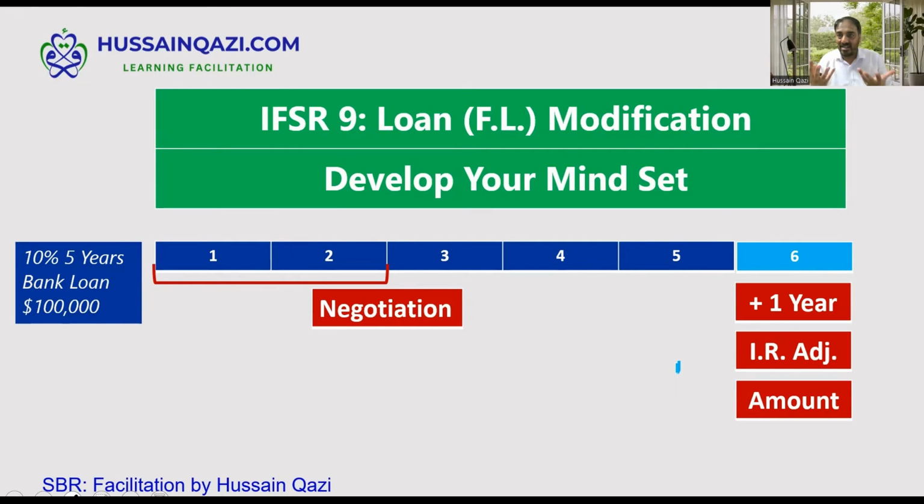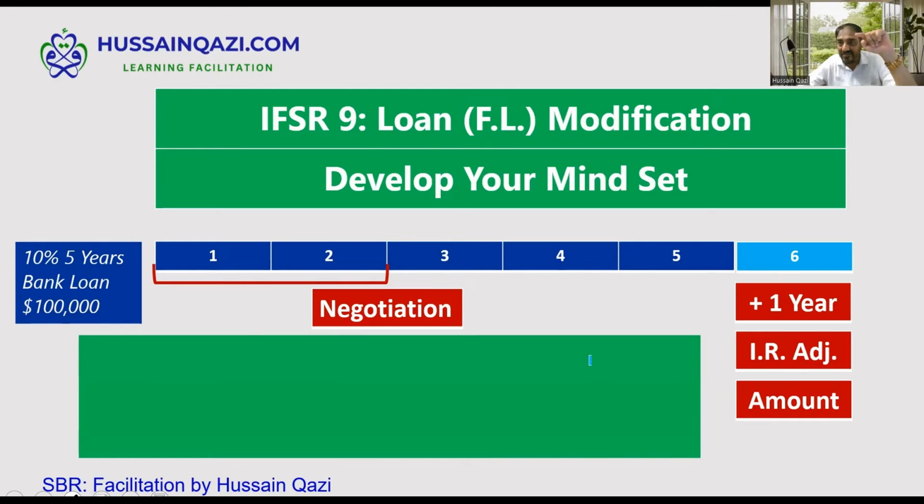So our topic is not about why the negotiation is made and what terms have changed. Our topic is that if the terms have changed, that is called loan modification. Number one. And our concern is how to account for this? How to account for loan, meaning borrowing, modification. So I hope with this example, you have developed your mindset. What does IFRS 9 say about the definition of loan modification?